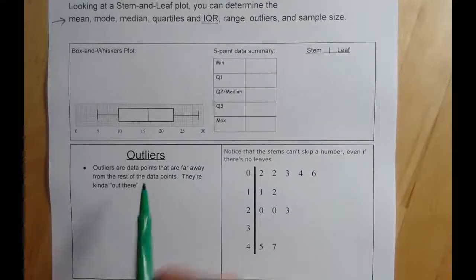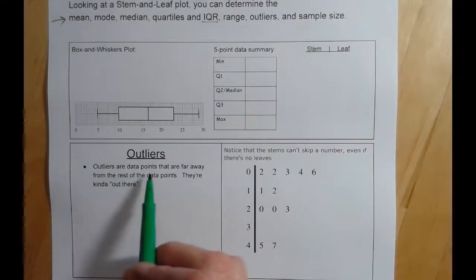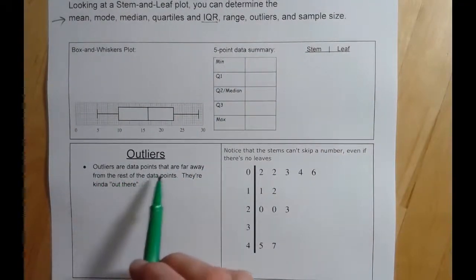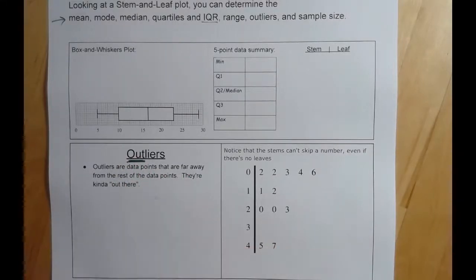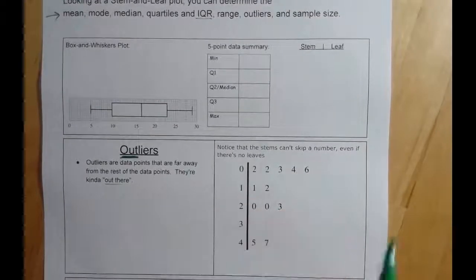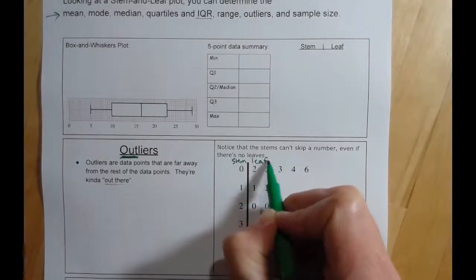First, I want to define what outliers are. We'll skip this box for a moment. Outliers are data points, and this is my very rough definition, that are kind of outside. They're far away from the rest of the data points. They're kind of out there. All right? So when we look at this stem and leaf plot here, we can write stem and leaf.